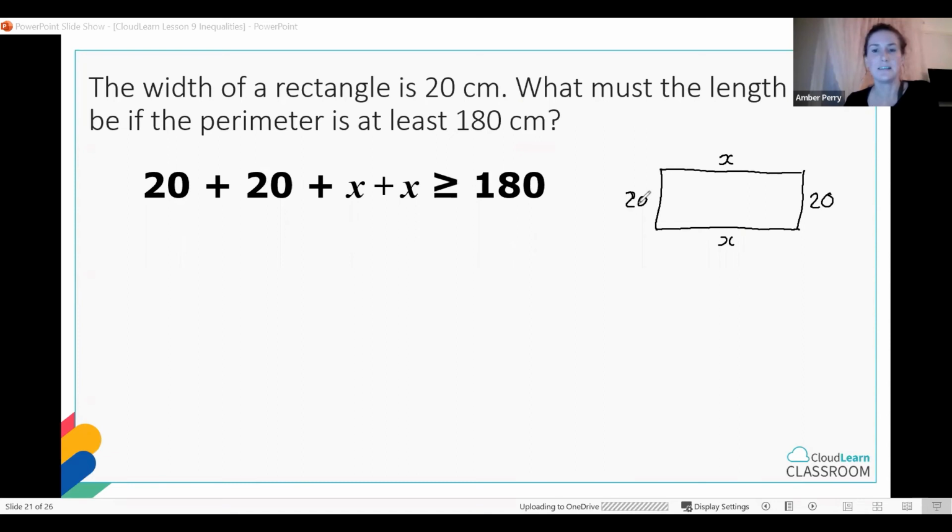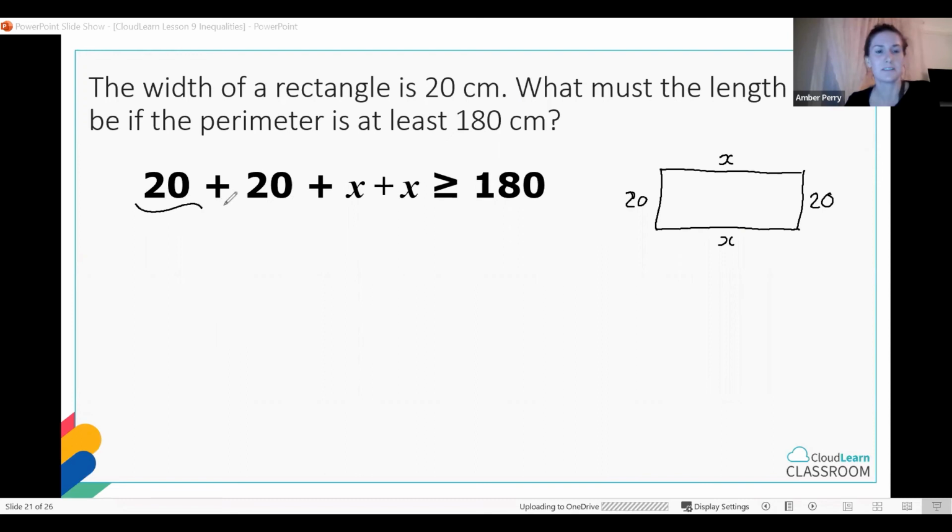I've got 20 plus 20 plus x plus x. Don't forget the perimeter is just adding the lengths around the outside, okay? So 20 plus x plus 20 plus x will give me that perimeter. And I need it to be at least 180 centimeters. So there we go. I've formed this inequality. Now I'm going to solve this inequality. So the first thing we're going to do is simplify.